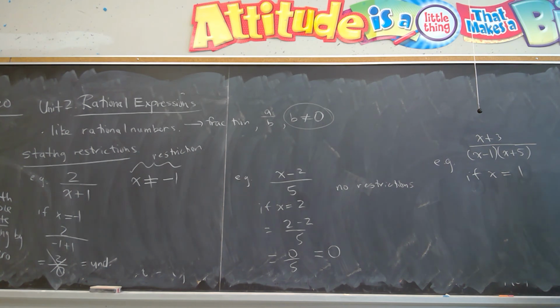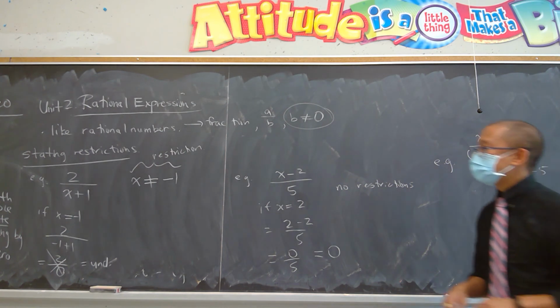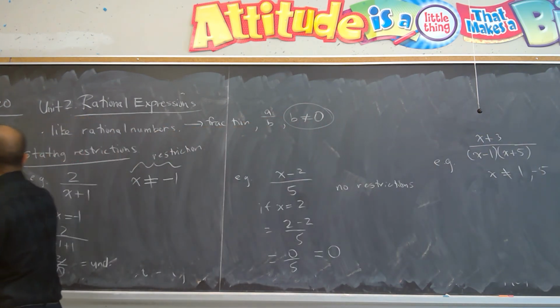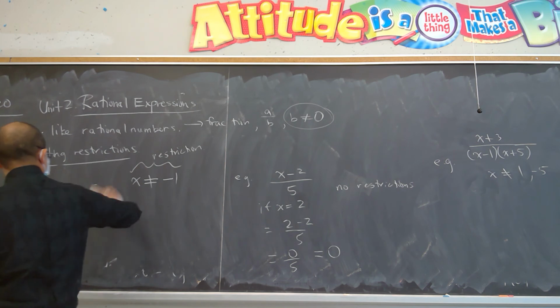We can't do that. That is one restriction. There is another one though. -5. So x cannot be 1 or -5. Before we continue, everyone okay? Finally, a lot of you realize what we're going to be doing. Let's just lead it to the harder one before we start looking at the worksheet.